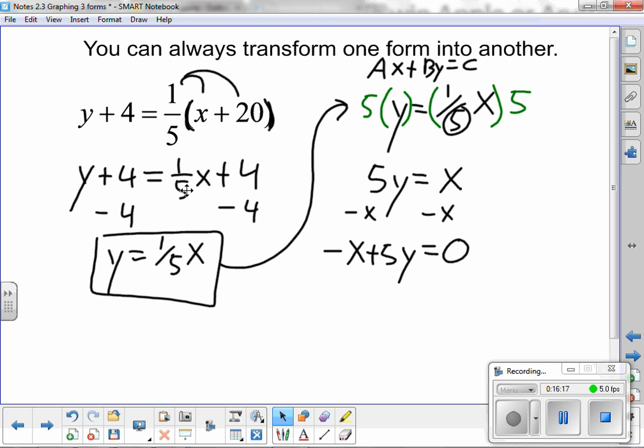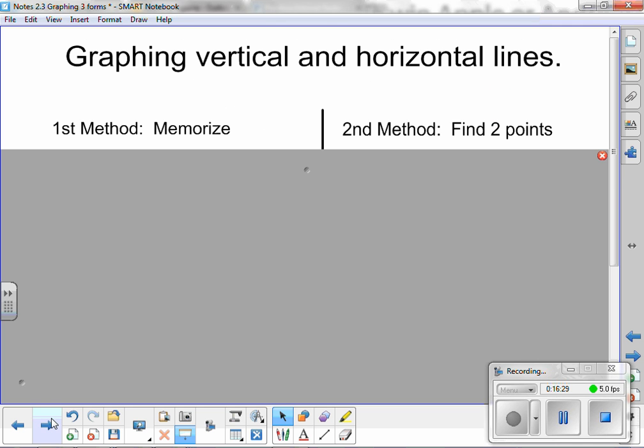All right, so that's how you would switch them. You would just solve it out. Basically, you get it in slope-intercept form, you would isolate your y. To get it in standard form, you would get your x's and y's on one side and make sure there's no fractions. If there is a fraction, you got to do a fraction buster.